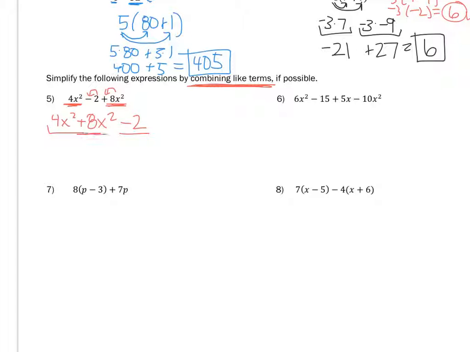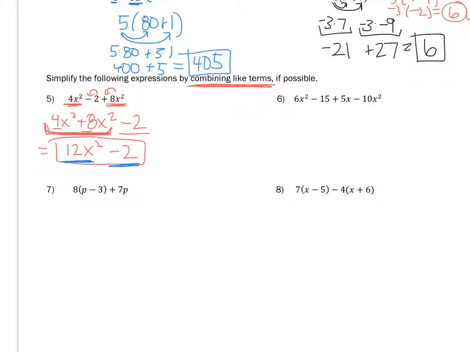So now with combining like terms, I'm going to add my like terms. So you just add the coefficients. 4 plus 8 is 12x squared. And then -2 would be your final answer. We can't combine any further because those are not like terms. We have x squared and then just a constant. So that would be your final answer.